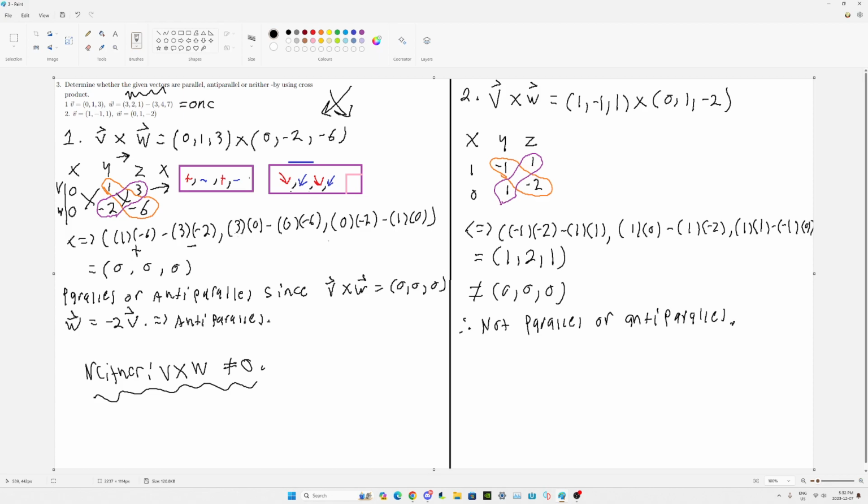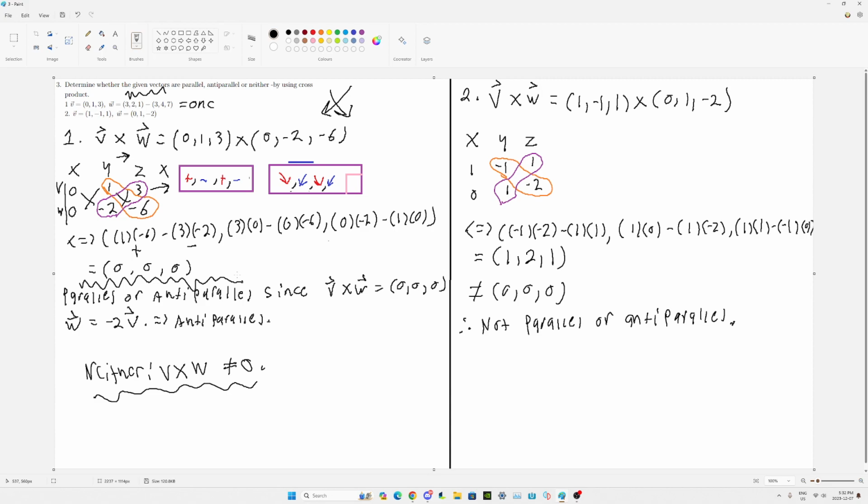So in this case, since it is equal to 0, it's parallel or antiparallel. It doesn't tell us which one it is. Maybe we're going to need to figure that out. But it tells us that it is not neither, right? If it were neither, it would not be equal to 0.